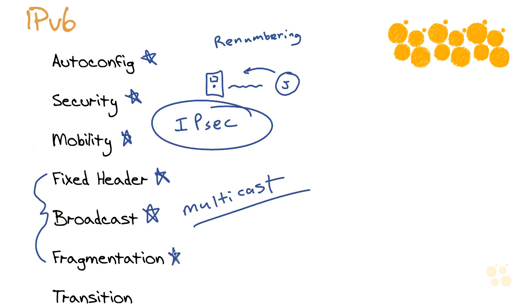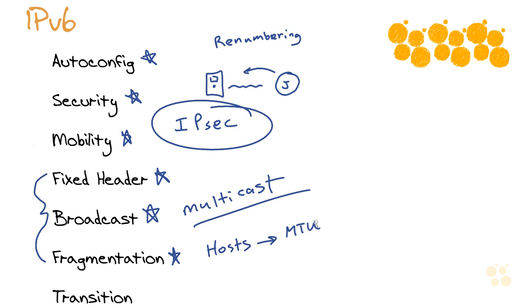Fragmentation is taken away from the routers. They don't have to worry about it. That burden is placed on the hosts. So the host will find out the maximum transmission unit. The host, if necessary, will fragment the packet, and the receiving host can take care of the reassembly. Offloading this duty from the routers, again, has great implications for the efficiency of our networking.